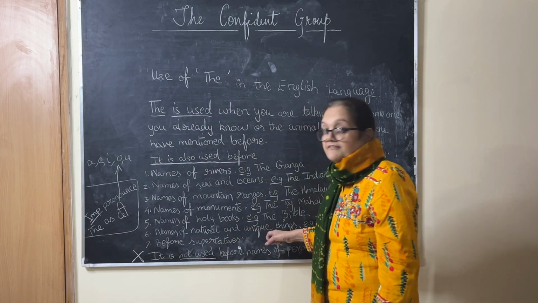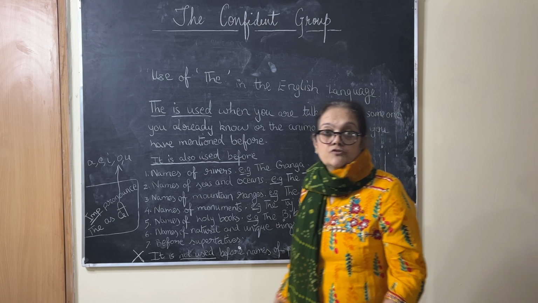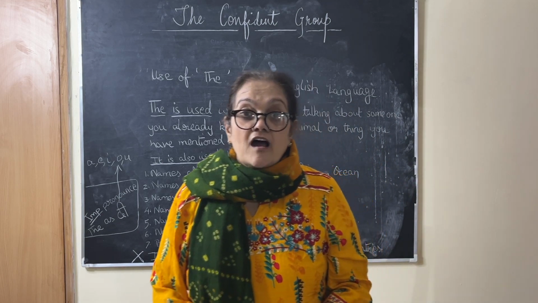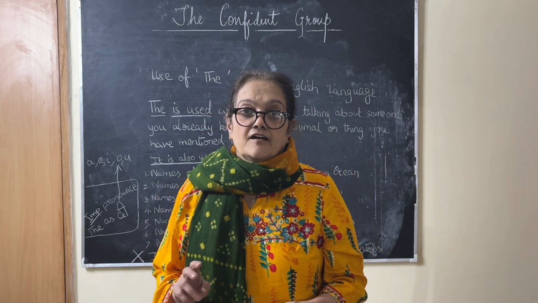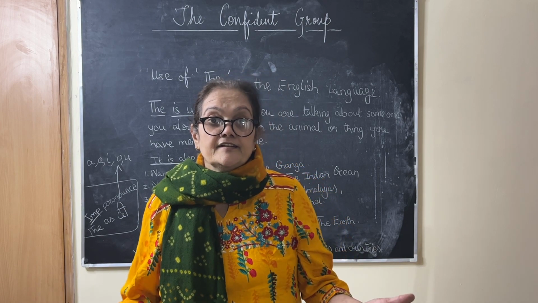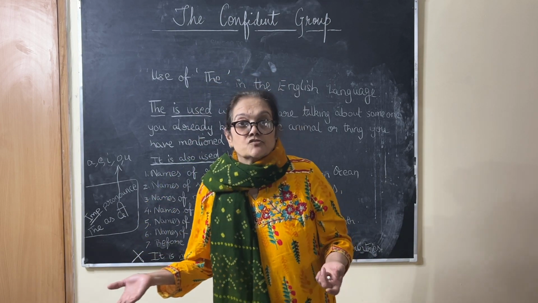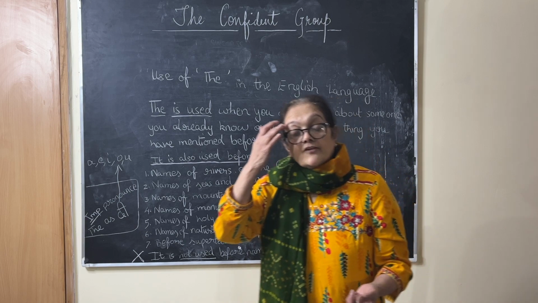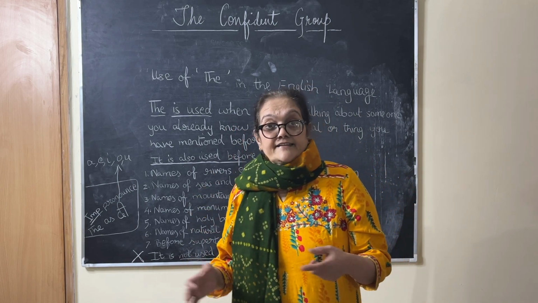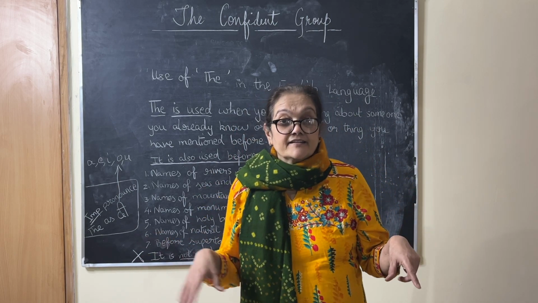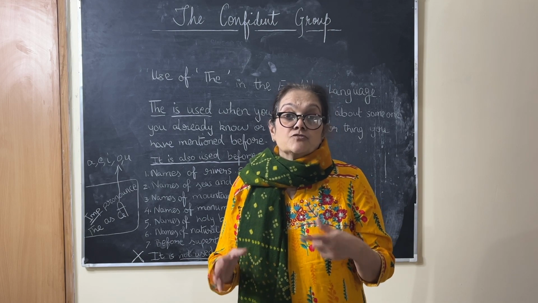And the natural and unique things that I have told you are moon, stars, earth, sky. These are all unique things, so before these words also we use the. I hope I'm very clear with you, and in the next session I'm going to do a small paragraph with you so that I can explain it to you better.